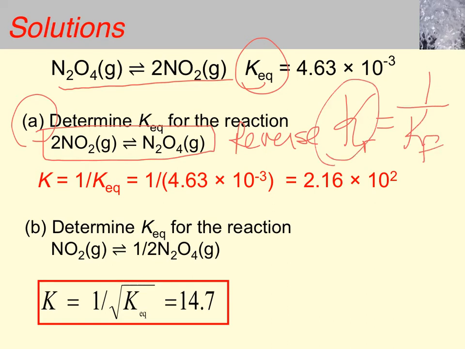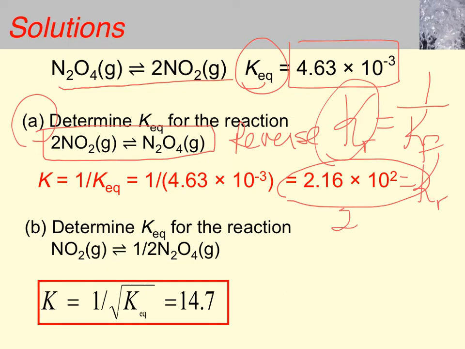So the new K is 1 over 4.63 times 10 to the minus 3. If you carry that out, that means the K for this reverse reaction is 2.16 times 10 squared, or 216. K is unitless. I don't know if I have mentioned that, but we don't use units. They'd be constantly changing, so K is treated as a unitless value.